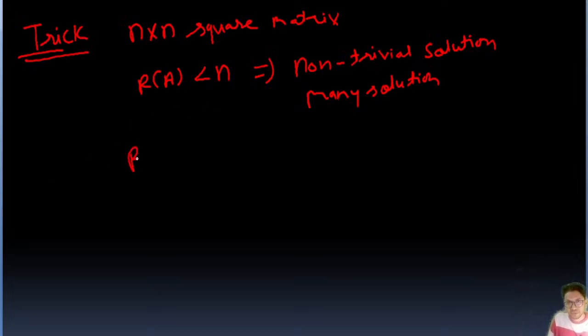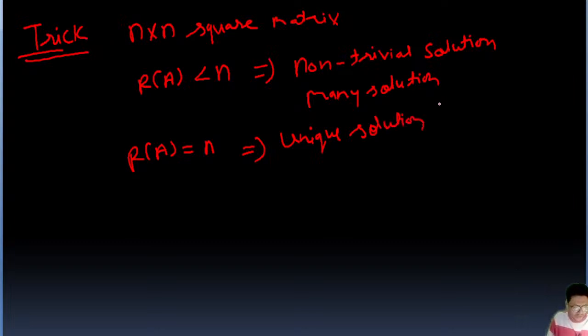Similarly, if rank of the matrix is equal to n, this implies a unique solution. Okay, unique solution means trivial solution. So the matrix has a unique solution if rank of the matrix is n, for an n cross n matrix. Okay, very important trick. And now I'm going to solve a question for this.